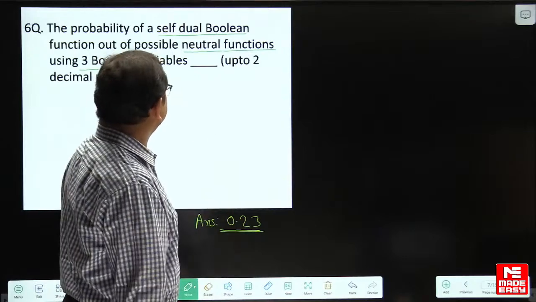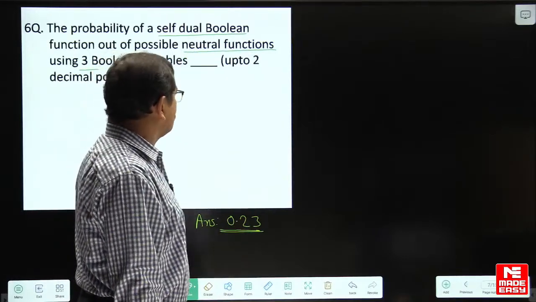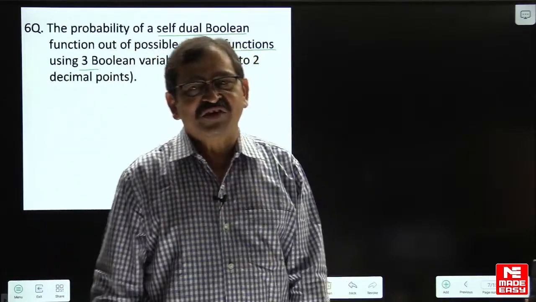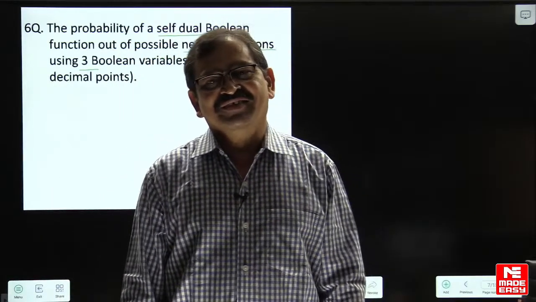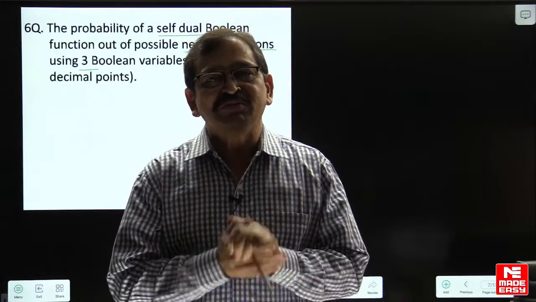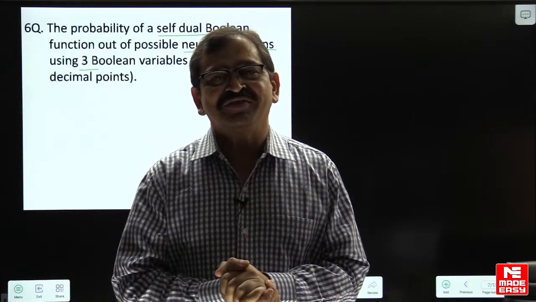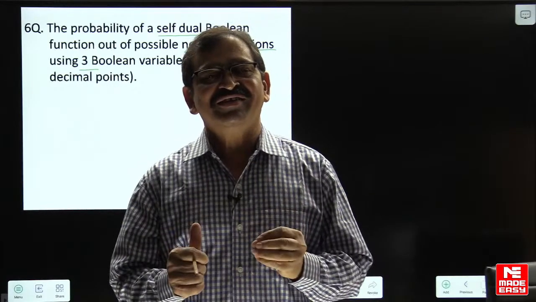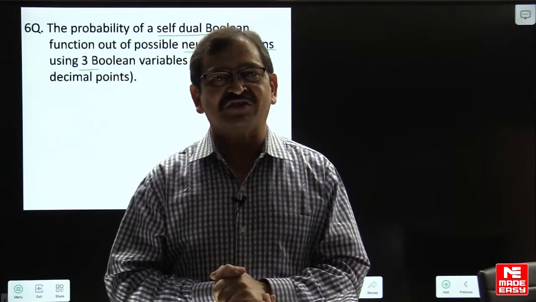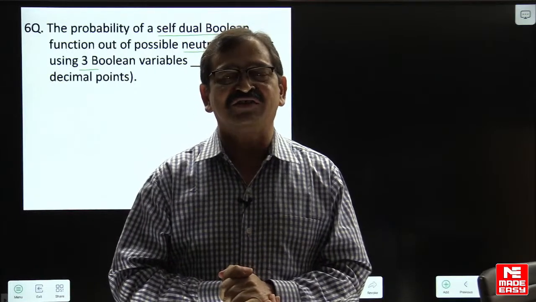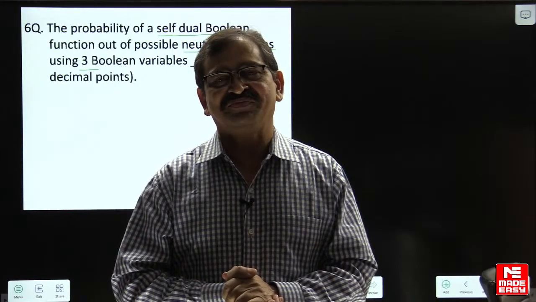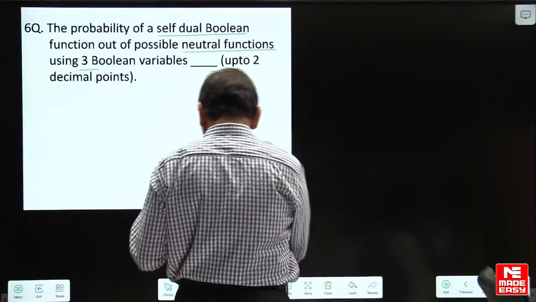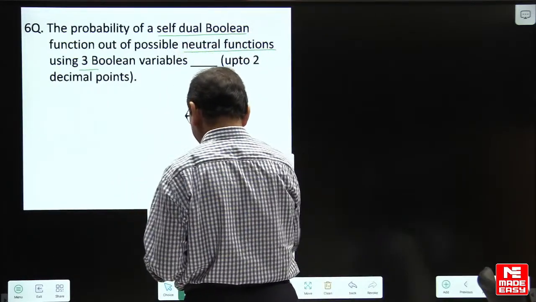If you look here, let us look at the meaning of neutral function first. Neutral function means the number of minterms must be equal to the number of maxterms. We are naming a Boolean function as a neutral function as and when the number of minterms is equal to the number of maxterms. Then only that function we are naming as the neutral function. So the question we are looking at is on 3 Boolean variables.